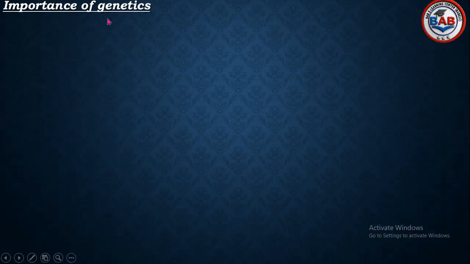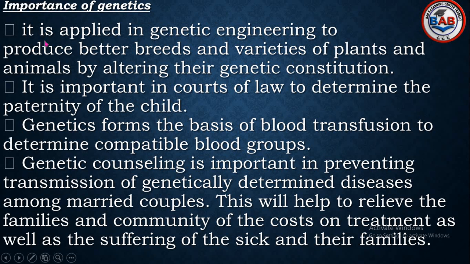Importance of genetics. It is applied in genetic engineering to produce better breeds and varieties of plants and animals by altering their genetic constitution. The genetic constitution of an organism is its DNA. It is important in courts of law to determine the paternity of a child. Genetics forms the basis of blood transfusion to determine compatible blood groups.